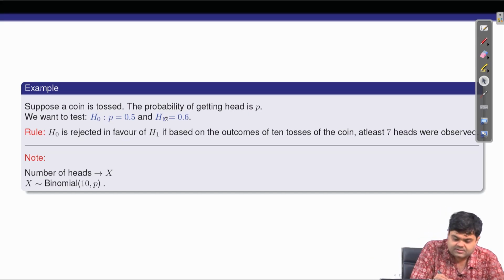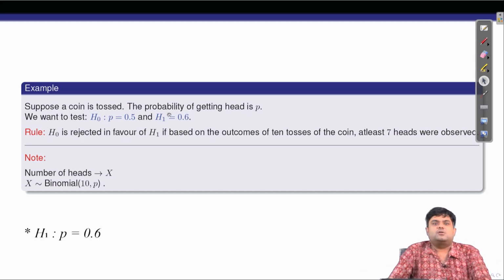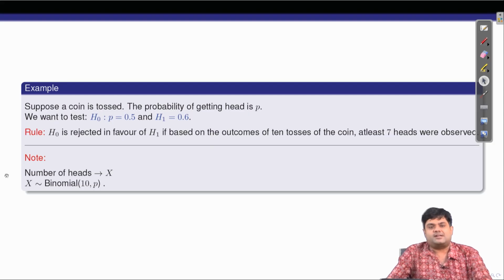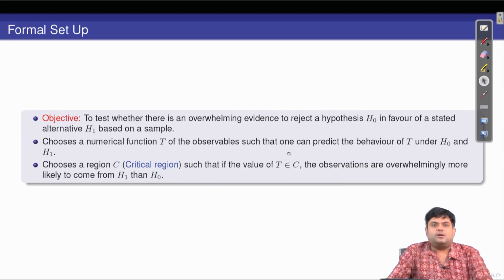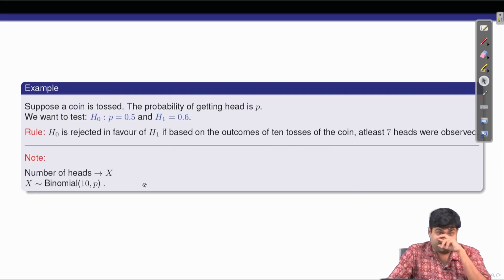Suppose the rule is that H0 is rejected in favor of H1 based on outcomes of 10 tosses of the coin. Suppose if at least 7 heads were observed, H0 is rejected. So, we were mentioning that you come up with a rule. You have a sample, and you come up with a rule such that if this belongs to a certain region, you will reject H0, otherwise you will not reject H0.